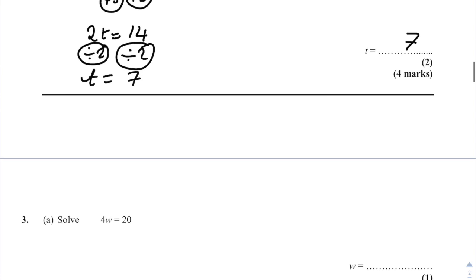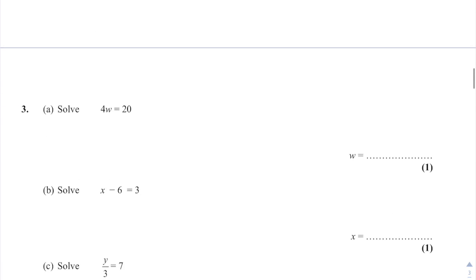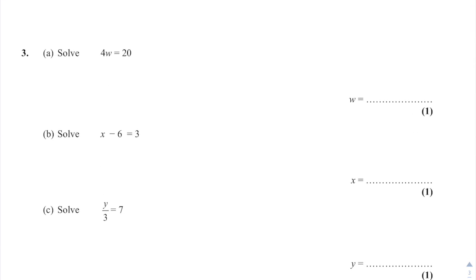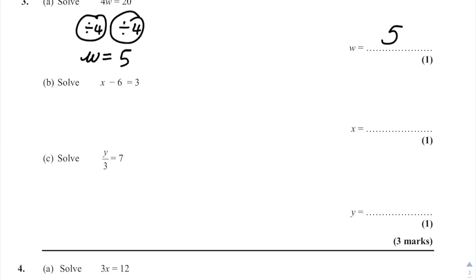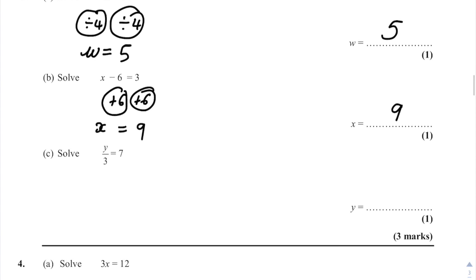So for question 3, we've got 4w equals 20. So we're going to divide by 4 on both sides. And that leaves you with w equals 5. So solve x minus 6 equals 3. So plus 6 on both sides, because we've got to do the inverse to get x on its own. So x equals 9. So for C, solve y divided by 3 equals 7.